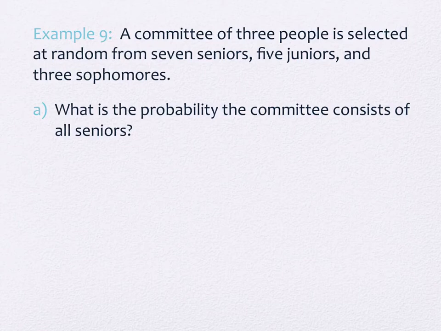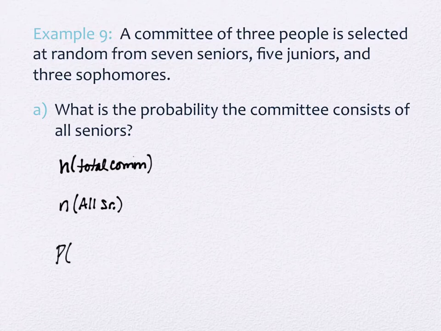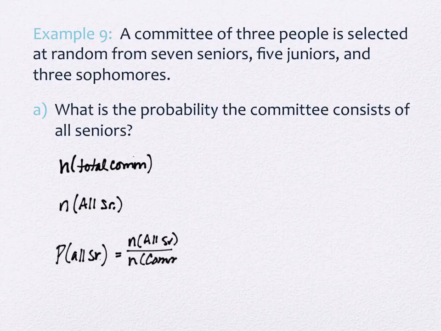So what I need to do is find the number of committees total, and the number of committees that are all seniors. Then I'm going to find the probability of all seniors by dividing the number of all-senior committees by the number of committees. Do you understand the basic 3 things we need to find? Okay, fabulous.